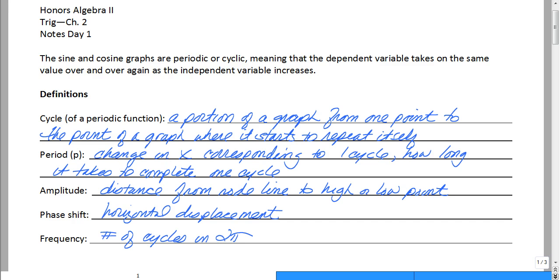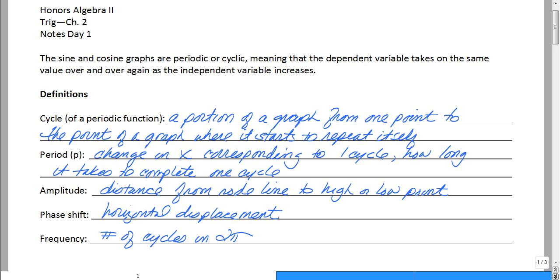A cycle is a portion of a graph from one point to the point of a graph where it starts to repeat itself. So the sine and cosine waves, as you know, are going to start repeating themselves. A period is the change in x corresponding to one cycle, how long it takes to complete one cycle.